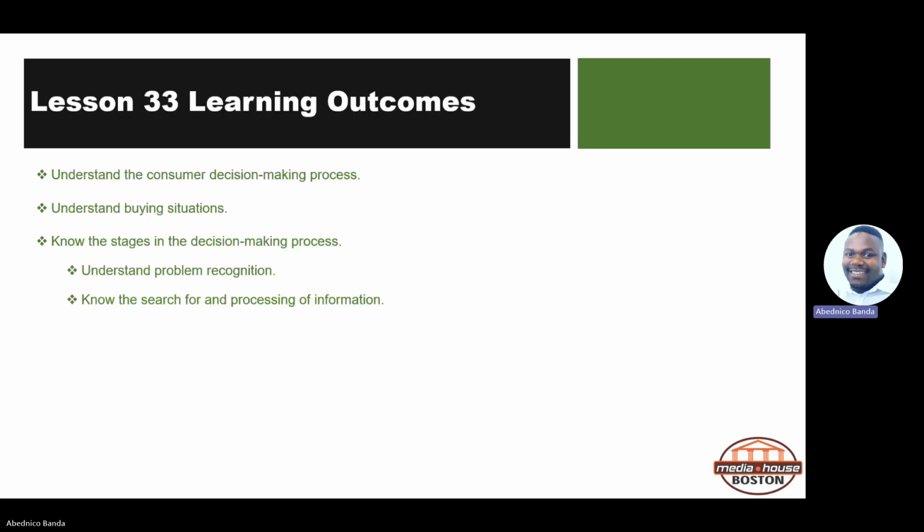At the end of this session, you should be able to understand the consumer decision-making processes. You also need to be able to understand buying situations, and you need to know the stages in the decision-making process. In this lesson, we're only going to discuss two stages in detail, which are problem recognition and search for information. Then in the next lesson, lesson 34, we are going to unpack the remaining three steps in the decision-making process. If there are any questions or comments, do not hesitate to contact me.